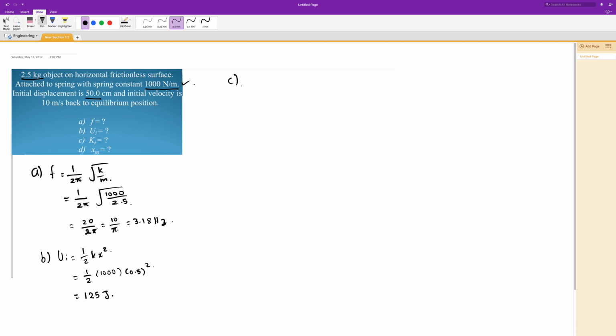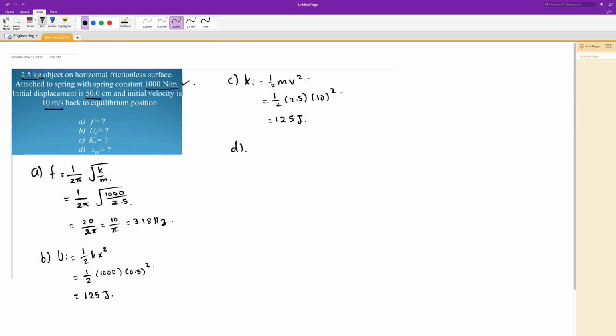The next one is asking to find the initial kinetic energy. So to find the initial kinetic energy, I have to use half mv square. We have the velocity and we have the mass, so we can find the kinetic energy. So this is going to be half times 2.5 multiplied by 10 square, and if I calculate this value, this one comes out to be 125 joule. Then I have to find the amplitude.